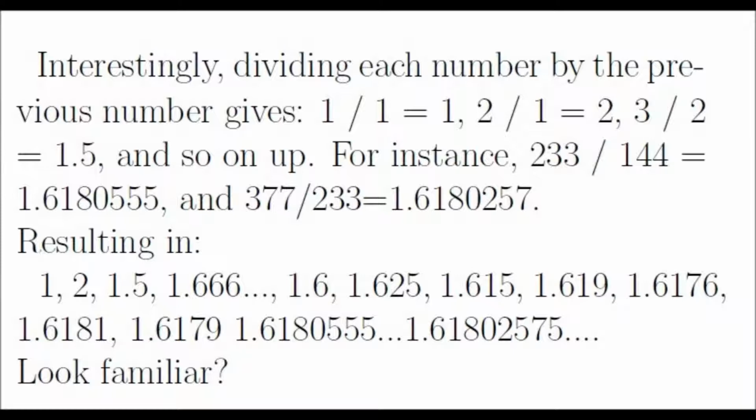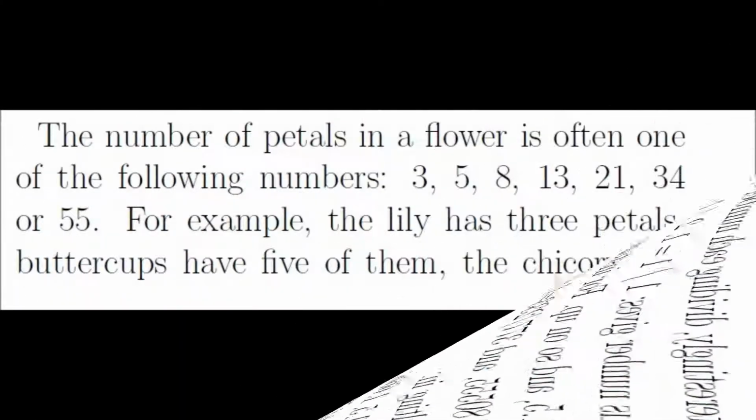Resulting in 1, 2, 1.5, 1.666, 1.6, 1.625, 1.615, 1.619, 1.6176, 1.6181, 1.6179, 1.6180555 to 1.6180575, and so forth. Look familiar?